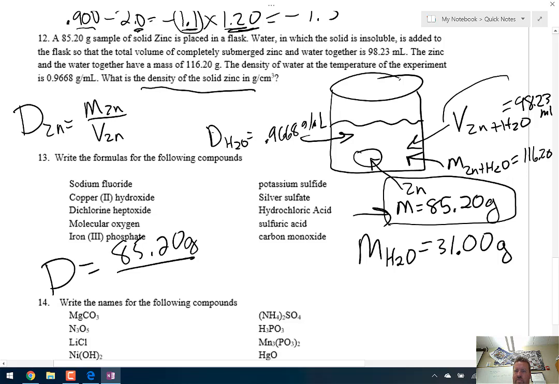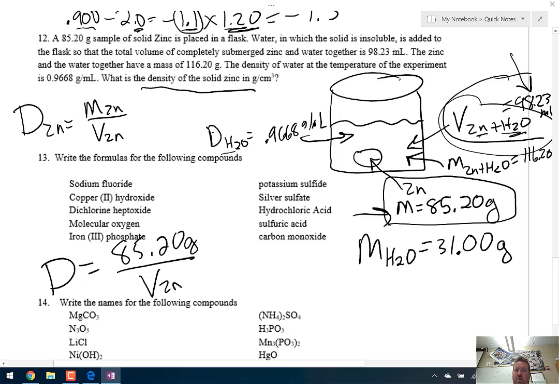So here comes the thinking part. We have the total volume right here, 98.23. If I could subtract the volume of the water, that would leave me with just the volume of the zinc. Because remember, that's what I need. I need that volume of zinc to get the density of the zinc. So I've got to do some work here. I've got the total volume again, and to get the volume of just the zinc, I have to subtract the water volume. But I don't know the water volume. I just know the total volume.